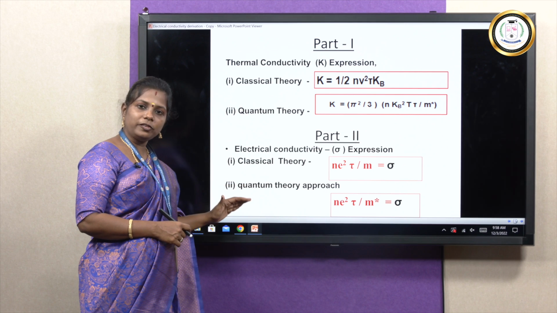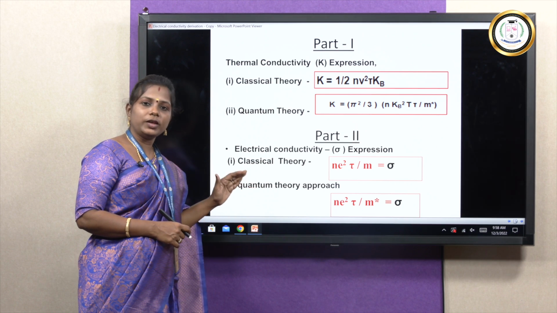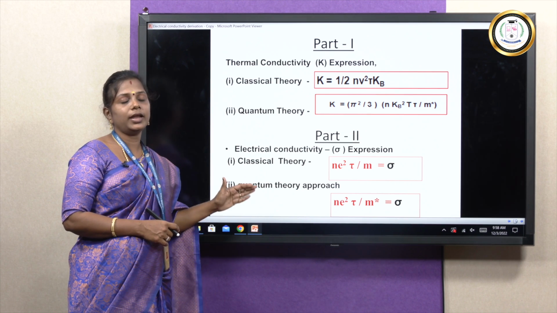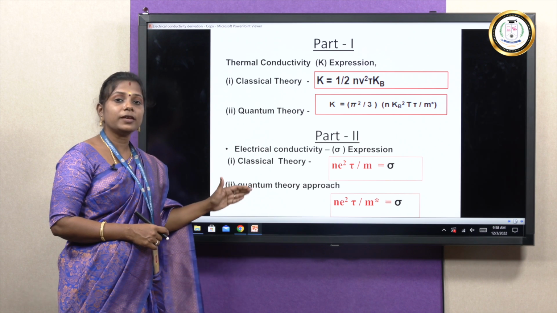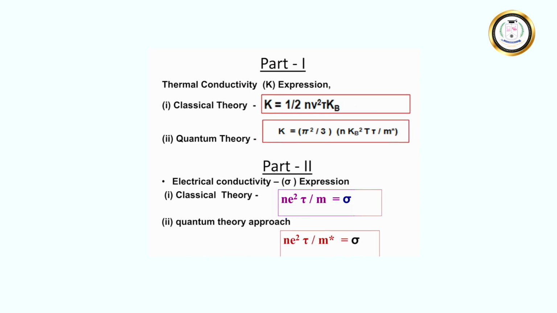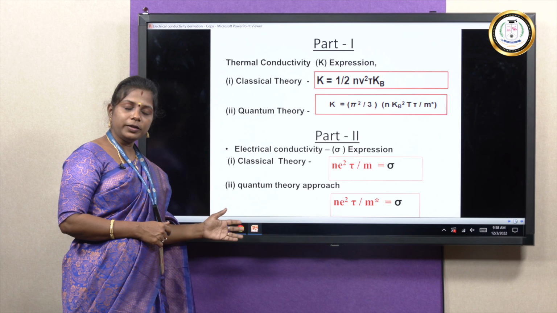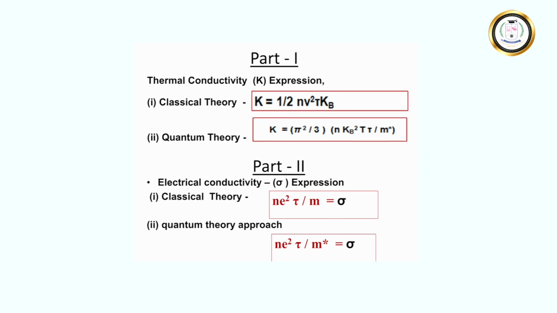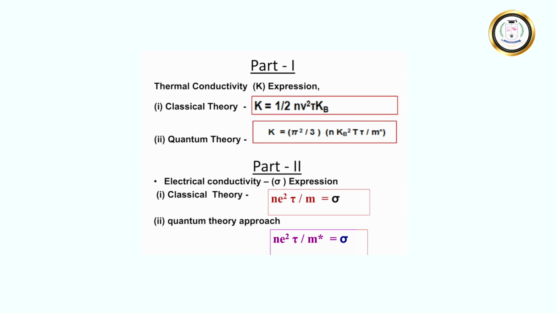Coming to the electrical conductivity: by using the classical approach, sigma, the electrical conductivity, can be expressed as N e square tau by m. By using quantum theory, sigma can be expressed as N e square tau by m star.